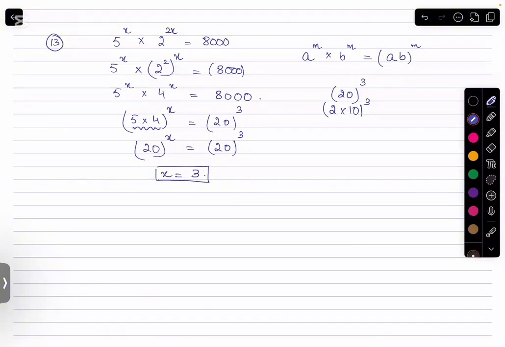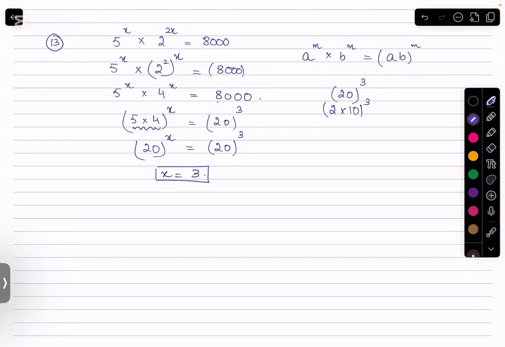Correct? हमेशा ऑब्जेक्टिव माइंड में रखा करो. अगर हम इंडेक्स को सॉल्व कर रहे हैं तो बेसिस सेम होना चाहिए. So on the left side, I know that my base is 20. So on the right also it should be 20. So how can I do that?